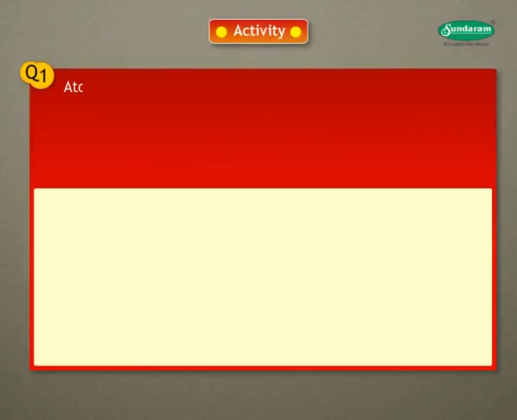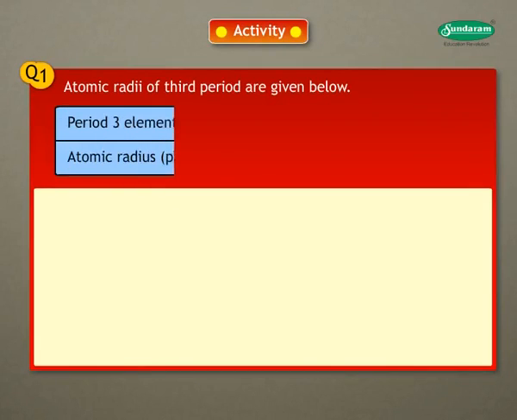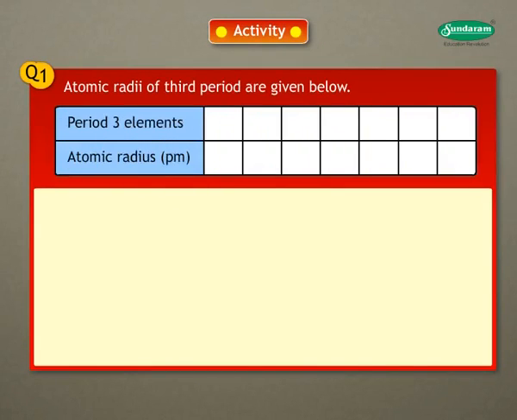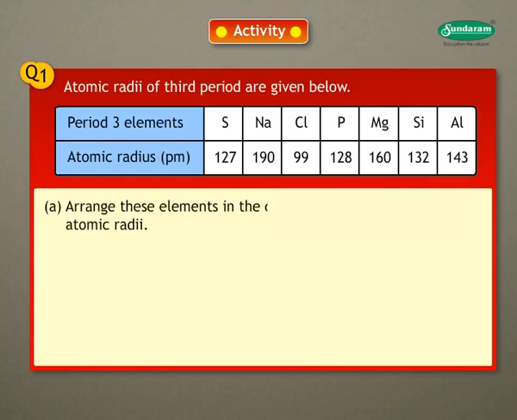Question 1. Atomic radii of third period are given here. Period 3 elements: sulfur, sodium, chlorine, phosphorus, magnesium, silicon, aluminium. Their atomic radius in picometer are as follows: 127, 190, 99, 128, 160, 132, 143. A. Arrange these elements in the decreasing order of their atomic radii.